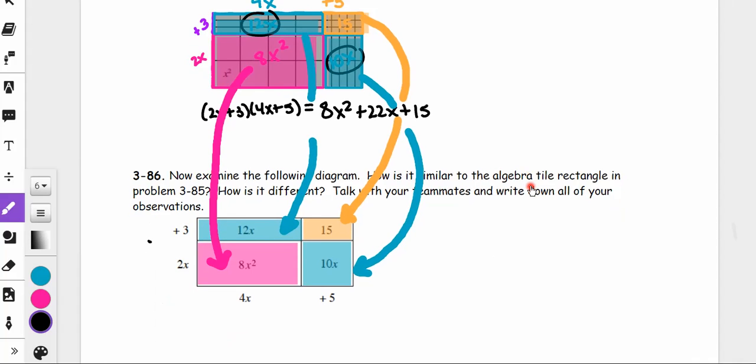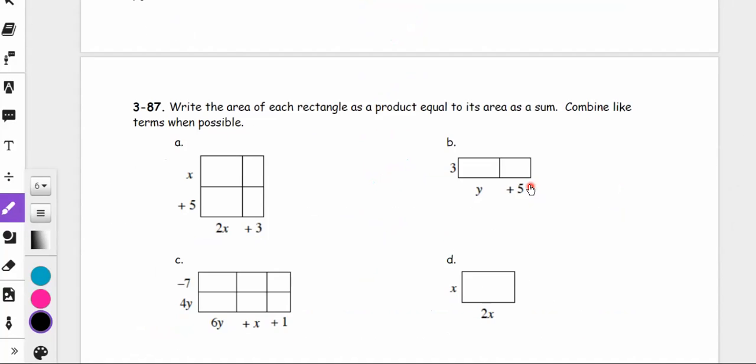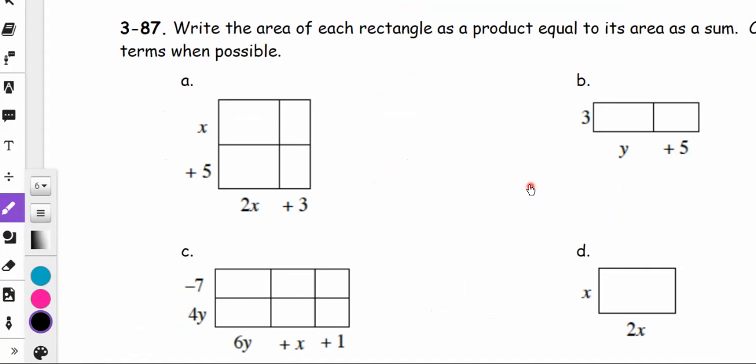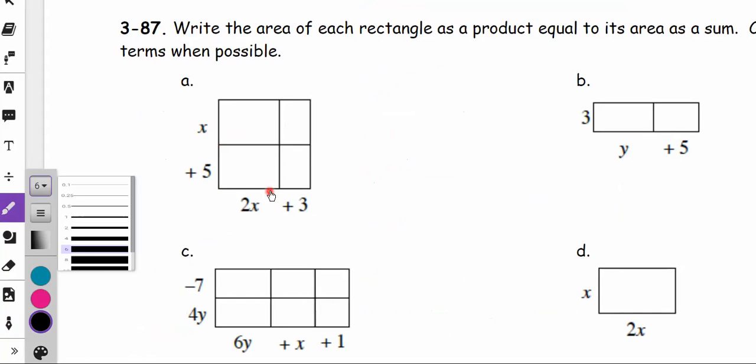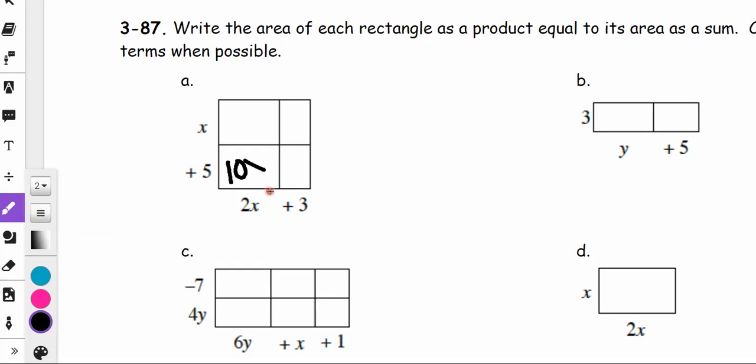So we're going to try to do a couple of these. Here they've got these set up for us, and we are going to be multiplying to get each of these pieces. So this piece right here is represented by a 5 by 2x, which means that this is going to be 10x. This one right here is a 5 by 3, which means 15. This one here is an x by 2x, which is a 2x squared. This one here is an x by 3, which is going to be a 3x.